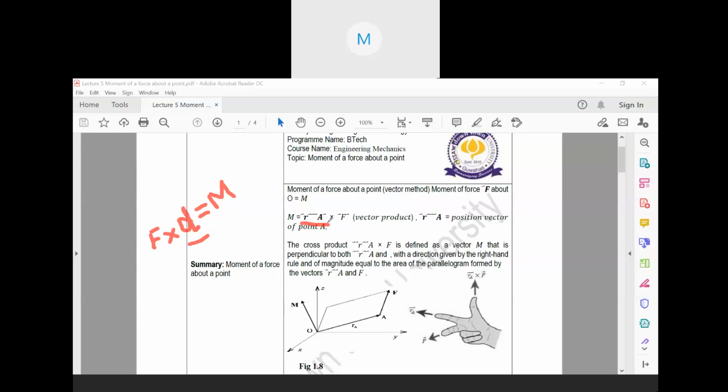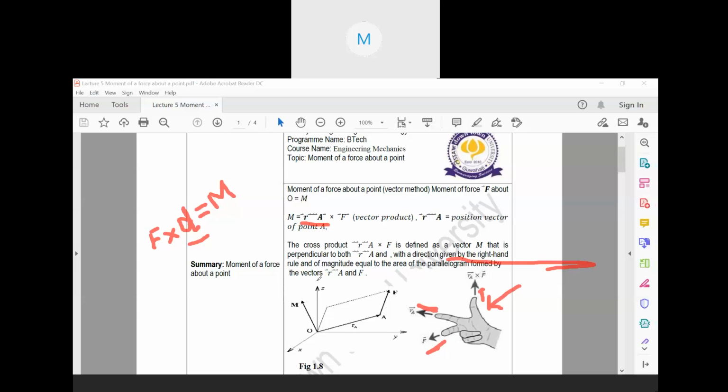Now, if you can see this hand here, this is the right-hand rule. Take out your right hands and check it in this manner. You put your middle finger, index finger and thumb in three mutually perpendicular axes. Then the direction of the RA into F vector is given by your thumb, RA, the position vector, is given by your index finger, and the direction of your force is given by your middle finger. This is how the direction is determined.